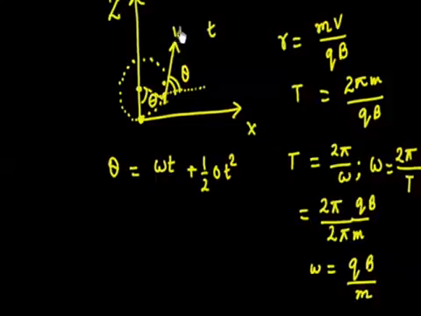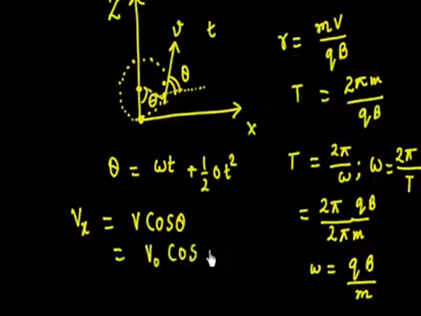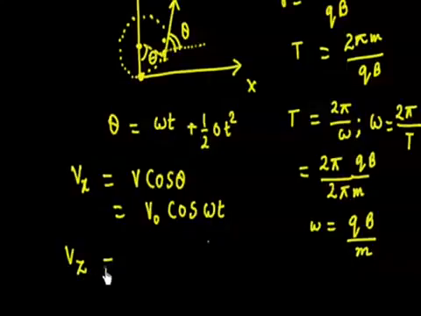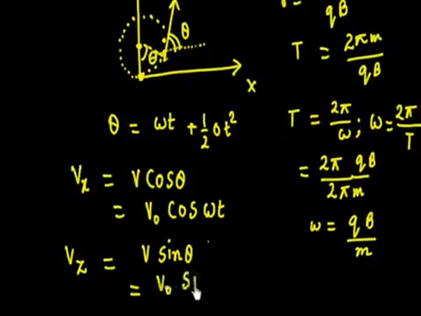Now I know everything. This is my velocity v, and this angle is theta. So what is Vx? V cos theta. I know the initial velocity is v naught; the velocity does not change, only the direction changes. So Vx is v naught cos theta, and theta is nothing but omega t, where omega is given by qB by m. What is Vz? Vz is equal to v sin theta, and theta is omega t, and v is v naught, which remains constant in circular motion, so Vz is v naught sin omega t.